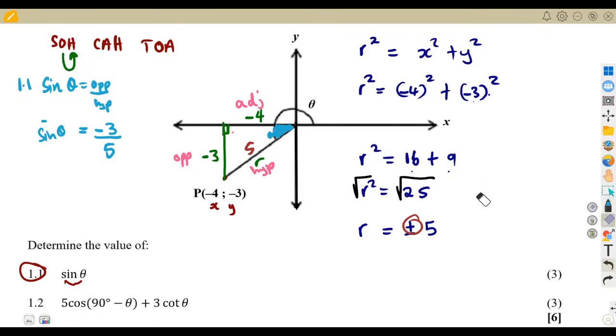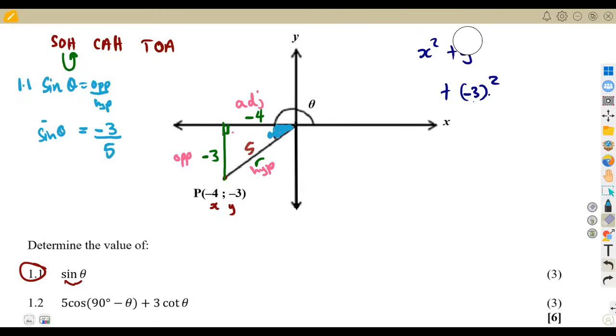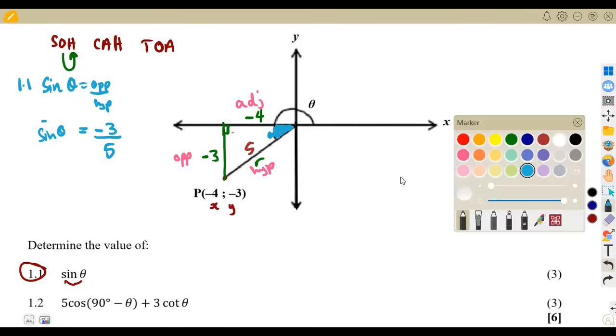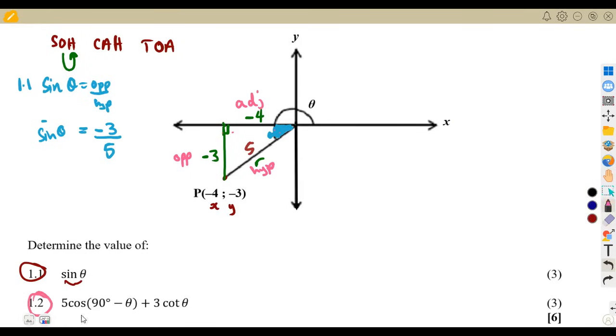All right, so let us check the other part of our question. With the value of R that you have, or whatever that you have from this diagram, you can be able to answer any question for any ratio that you're given. Like if you check 1.2, we are given to find this time the value of 5 cos(90 minus theta) plus 3 cot theta. All right, so what does 90 minus theta represent?